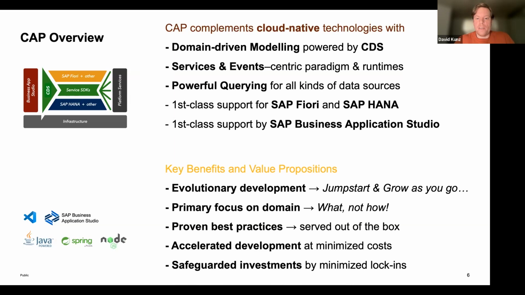So the key benefits and value propositions are basically that CAP allows you to have some kind of evolutionary development. That means you can start with a very simple basic CAP app without setting up any systems, completely on your machine. And then later grow as you go, add more systems, the SAP HANA database and other systems. And it's quite a nice process. You can actually focus on your domain. You don't have to do all this plumbing stuff. You can just declare your entities, how entities relate to each other, and you tell us what, not how.